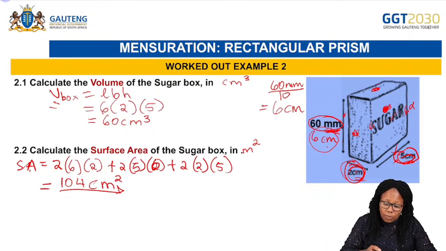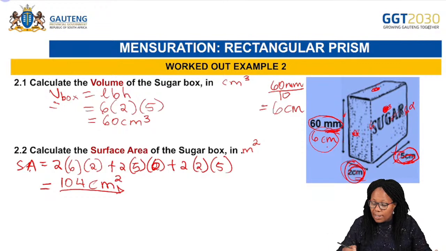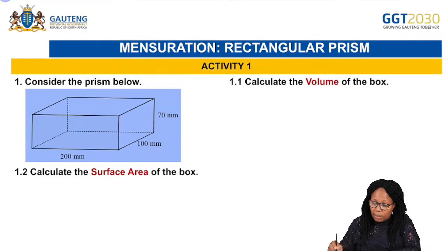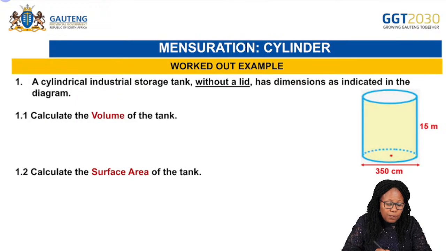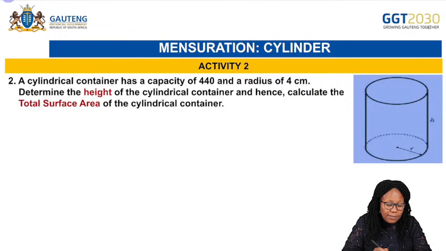Okay, let's see. What can we have for you as our last activity for the day? Let's move to the cylinder and have the last activity that you can do, grade 12, for me for the day on cylinder. This one we are given a cylindrical container that has a capacity of 440 and a radius of 4 centimeters. Determine the height of the cylindrical container and hence calculate the total surface area of the cylindrical container, grade 12. Please copy this question.